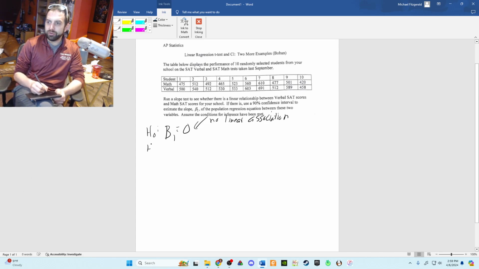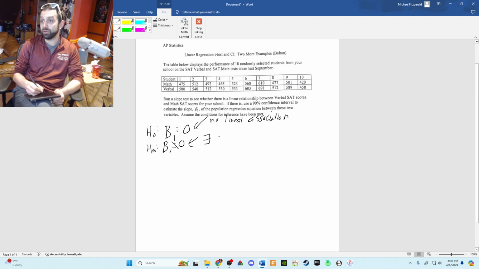Our null would be that beta 1 is equal to 0, which means no linear association. Then we would have the alternative hypothesis of saying that this slope beta 1 is not equal to 0, which means that there exists, that's the math word for exists, some linear association.